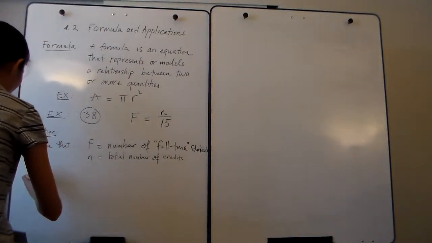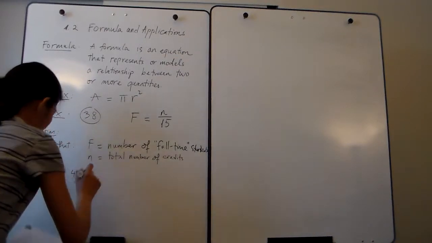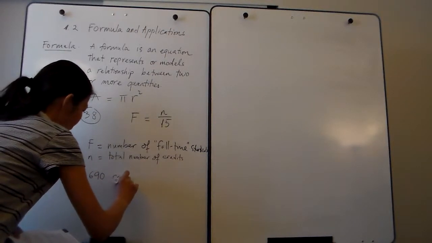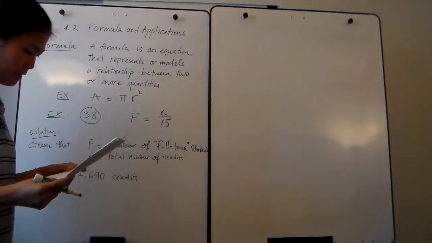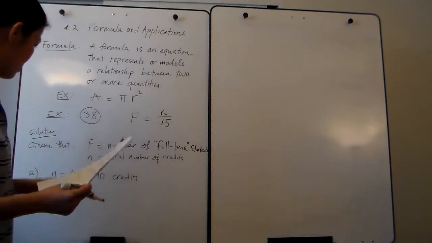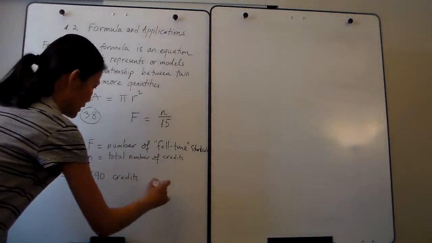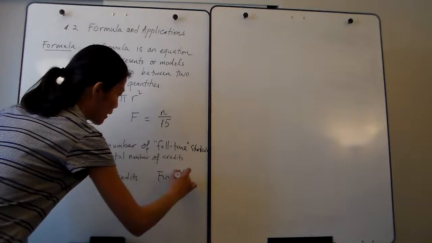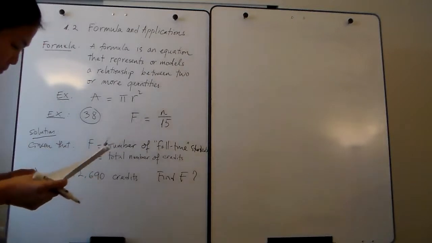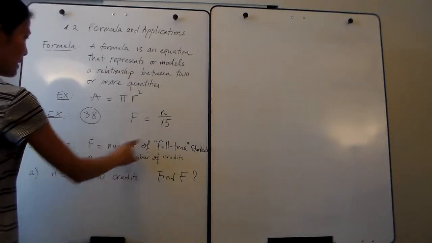All right, and in part A, we're given that N is equal to 42,690 credits. Okay, we're given, remember, N is the total number of credits students enroll in for a given semester. So we got that, and then the question is to find F. Now, what is F? F is the number of full-time students. We're given this formula right here. We're asked to solve for F, given N.